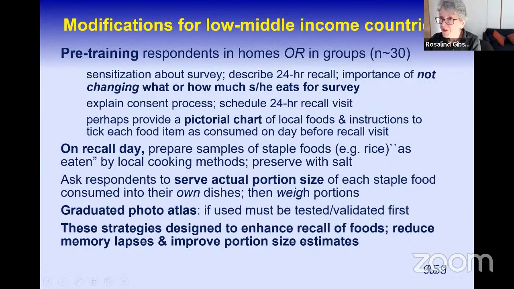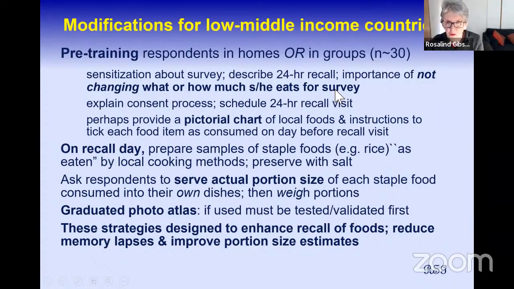Now, there are certain modifications that have been made for 24-hour recalls in low and middle income countries. Pre-training the respondents in the homes was something that we did when we were doing dietary work in Africa. We actually trained women in groups of about 30. Whether that is possible or not in your setting will depend on your setting. Nevertheless, sensitization about the survey to the community is very important to describe what's involved in your 24-hour recall, and also to stress to all respondents the importance of not changing what or how much he or she eats for the survey. That is absolutely critical.